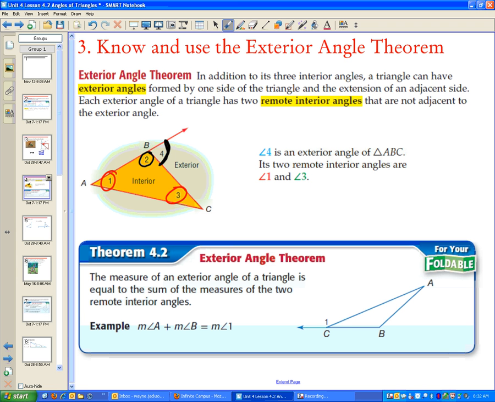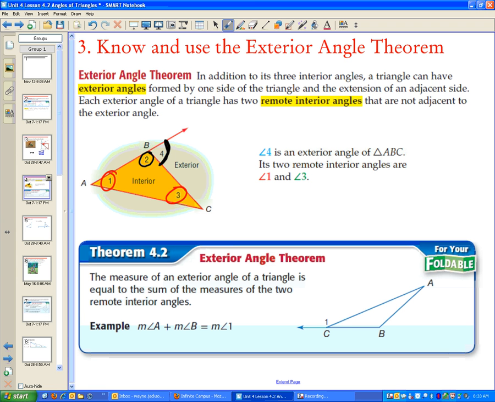Think of remote as meaning at a distance. A remote control controls the TV from a distance. Okay? A remote island is way away from everything else. So it's at a distance. So there are 2 interior angles that are a distance away from our exterior angle, angle 4.